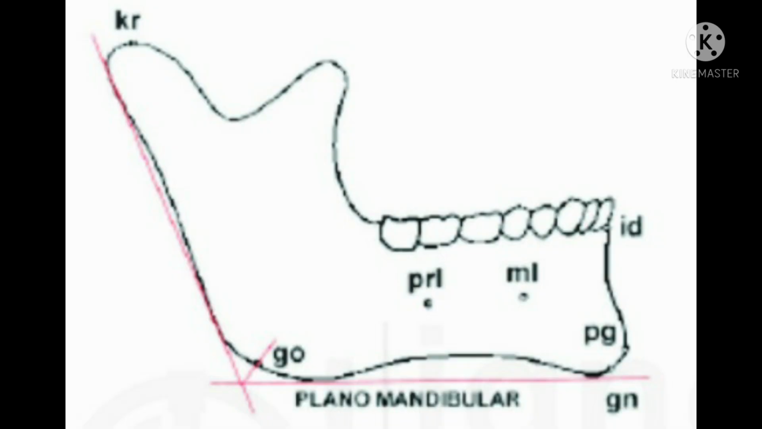Bigonial breadth. It measures the straight distance between the two gonion points. Gonion is the most posterior, inferior and lateral point of the angle of the lower jaw or mandible made by the basal margin of the body and the posterior margin of the ramus.